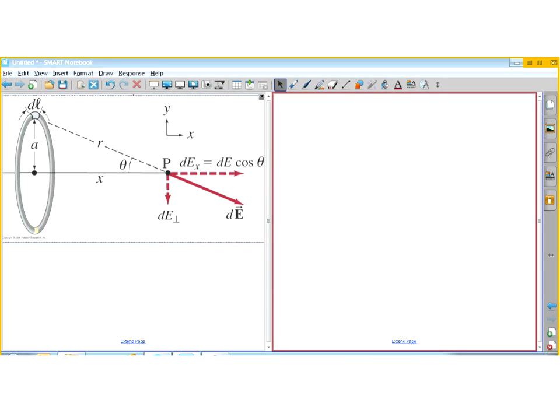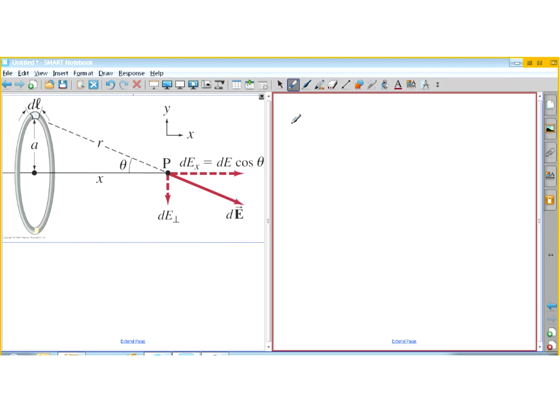So what we're looking for is the electric field at this point P due to this ring being charged. So there's an excess charge one way or the other, either positively or negatively charged. It's conducting, so the charges are distributed uniformly around this.